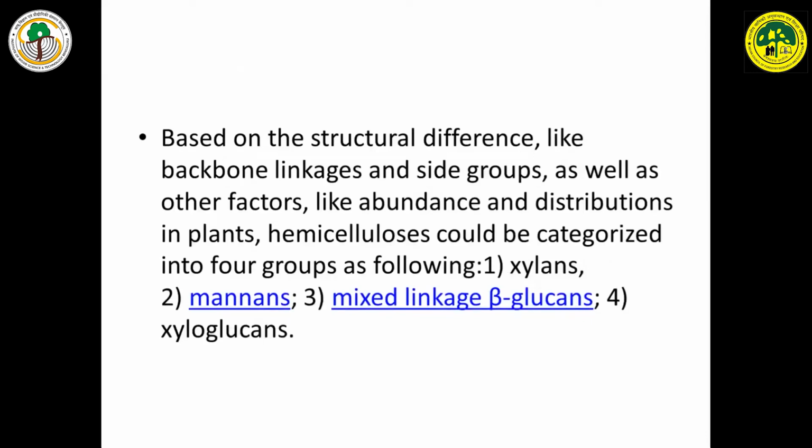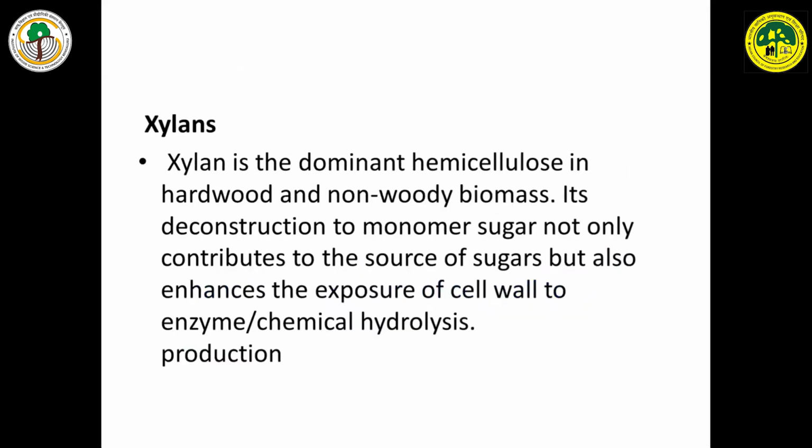Based on structural differences like backbone linkages and side chains, as well as other factors and distributions, hemicellulose is classified into 4 parts: xylans, mannans, mixed linkage beta glucans, and xyloglucans. Xylan is the dominant hemicellulose in hardwood and non-woody biomass, like small plants, cotton, as well as beetroot, which are considered non-woody biomass.